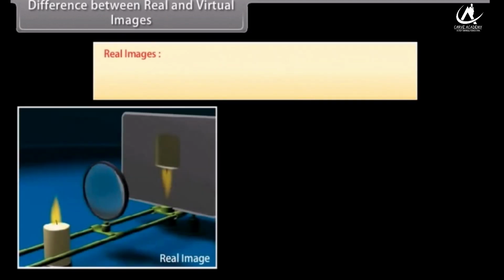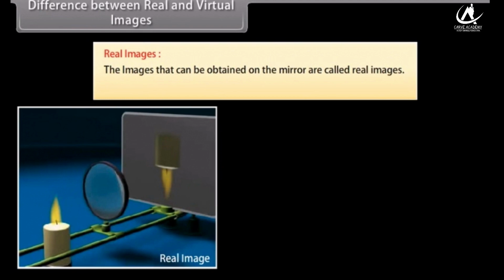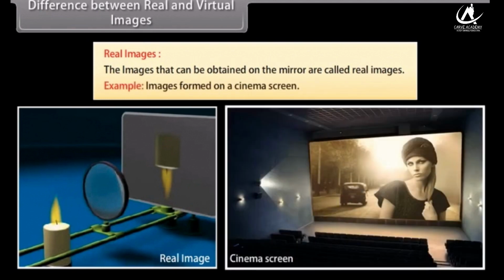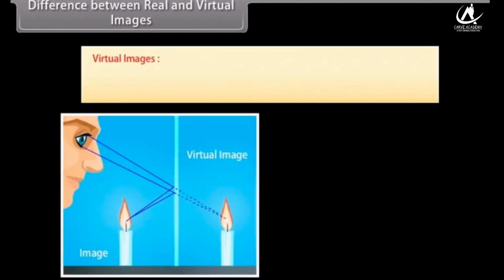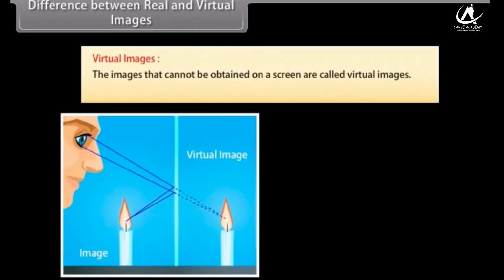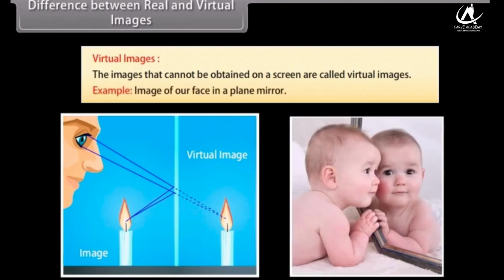Difference between real and virtual images. Real images. The images that can be obtained on a screen are called real images. Example: images formed on a cinema screen. It is formed by a concave mirror. Virtual images. The images that cannot be obtained on a screen are called virtual images. Example: image of our face in a plane mirror. It is formed by a concave lens.